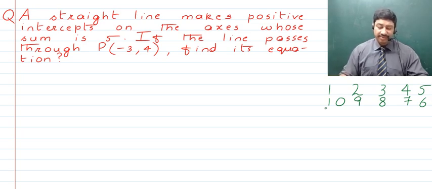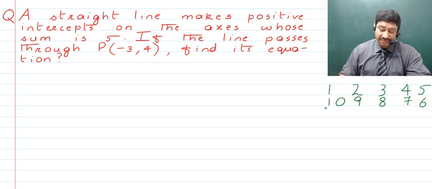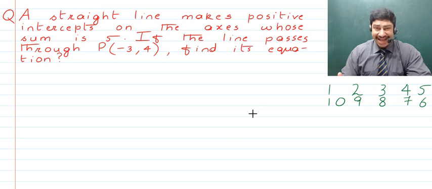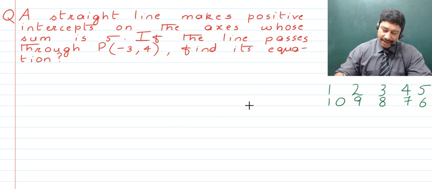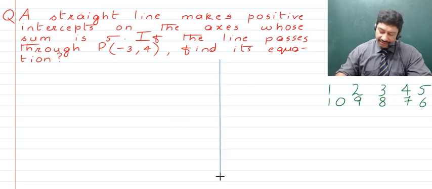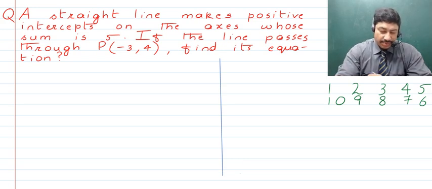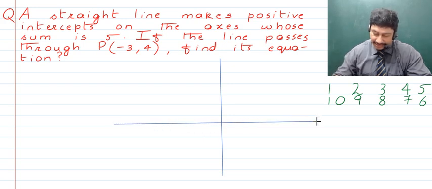In this question, we've been given a straight line that makes positive intercepts on the axes whose sum is 5. So let's quickly first make our x-axis and our y-axis, that is the xy plane. Remember, the plural of axis is axes. So here, children, we now have the y-axis, say something like this, and after that we will have our x-axis, the horizontal axis, say something like this.